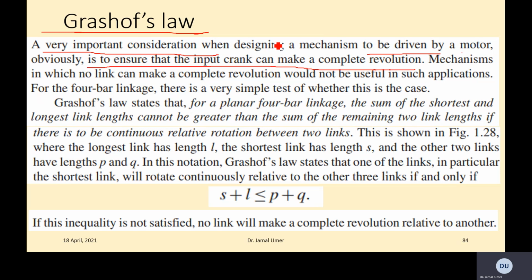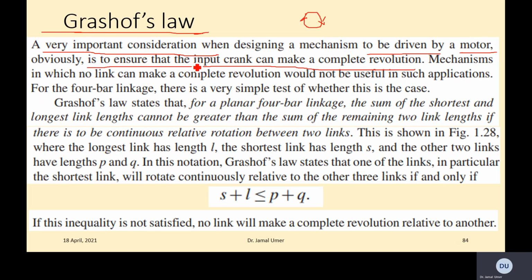The important consideration is that the mechanism is connected with the motor. So one of the links connected with the motor has to make a complete revolution, a complete circle movement. And why are we connecting with the motor? Because any useful work we want to get from a mechanism is by connecting it with the motor.